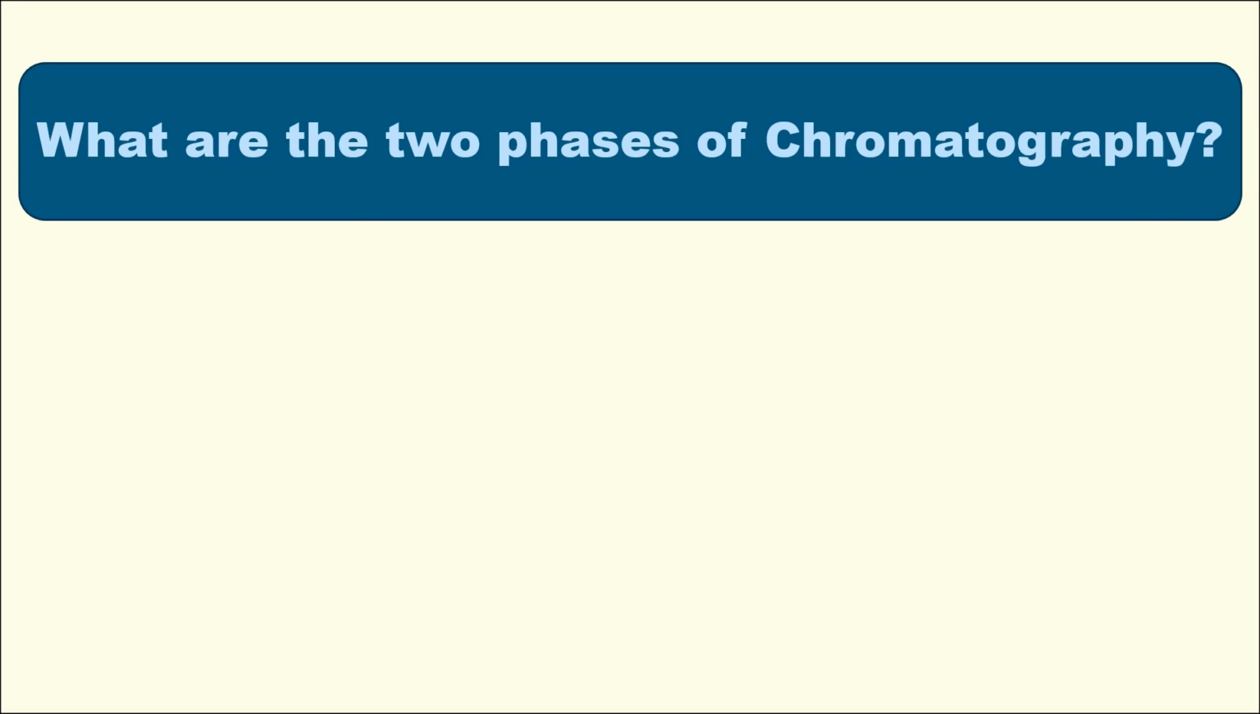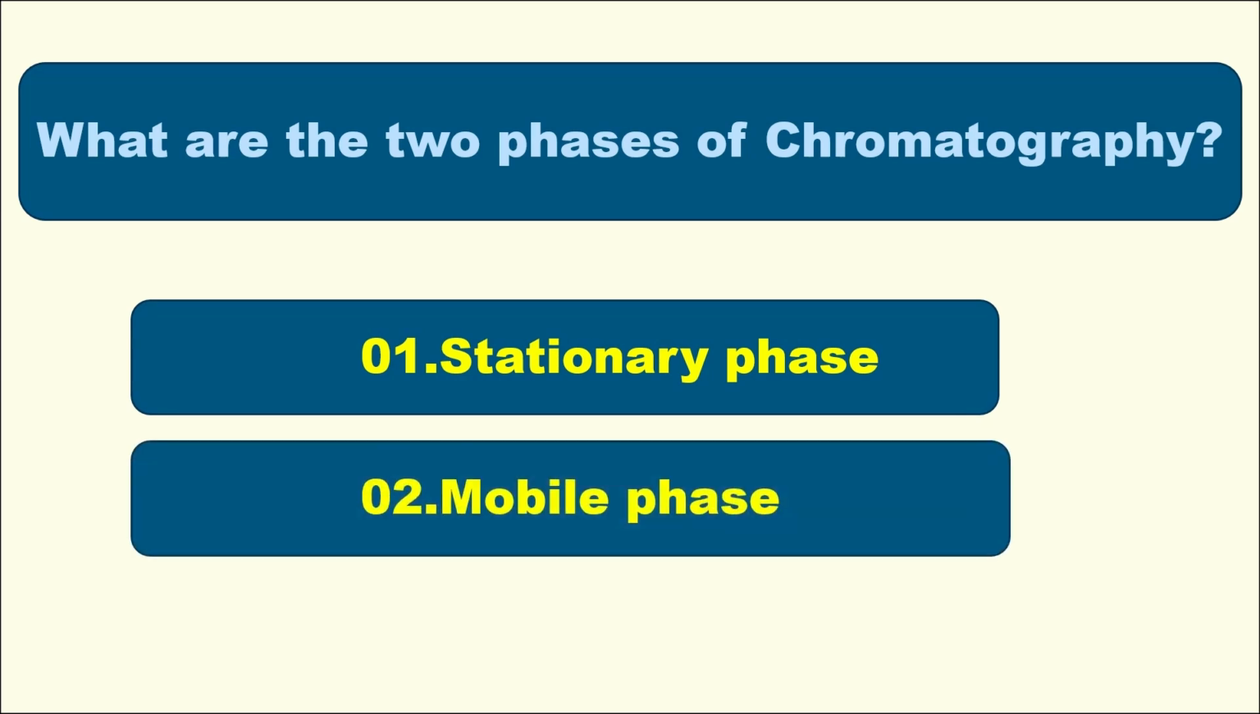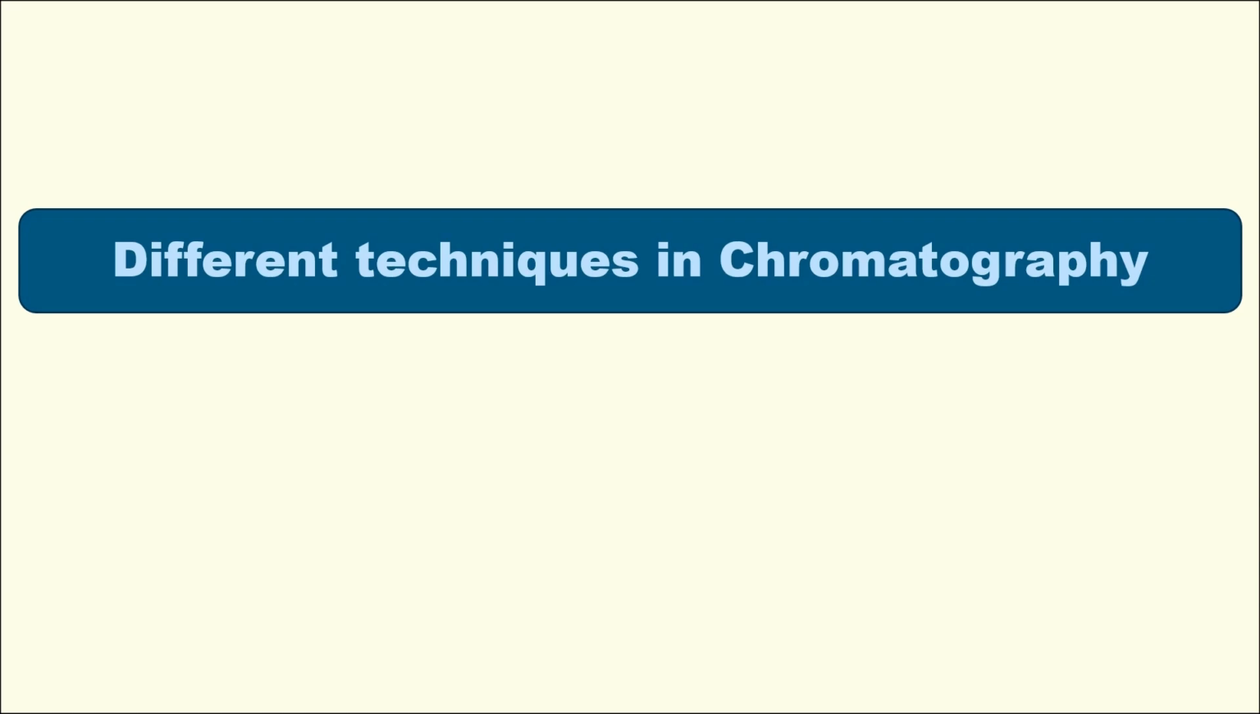Let's talk about the phases of chromatography. So, what are the two phases involved? In every type of chromatography, you will find two main phases, the stationary phase and the mobile phase. The stationary phase is the one that stays fixed in place, while the mobile phase is the one that moves through it. So these two phases work together to separate the components of a mixture based on how they interact with each phase.